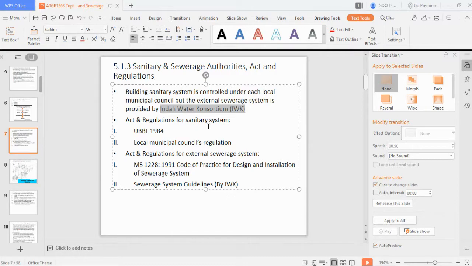The developer will build the sewage treatment plant, or commission someone to build it, and once this is completed, they will just pass over the operation to the IWK. So IWK actually does not build it; they just operate the sewage treatment plant. So where does this cost come about? Let's say you're buying a condo, or let's say you're buying a house. If you were to buy a condo, you'll be able to see that there will be a lot of units.